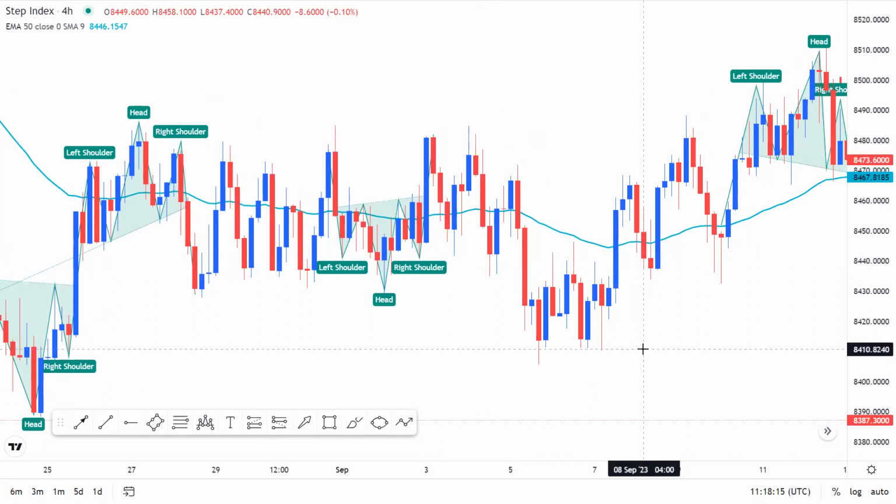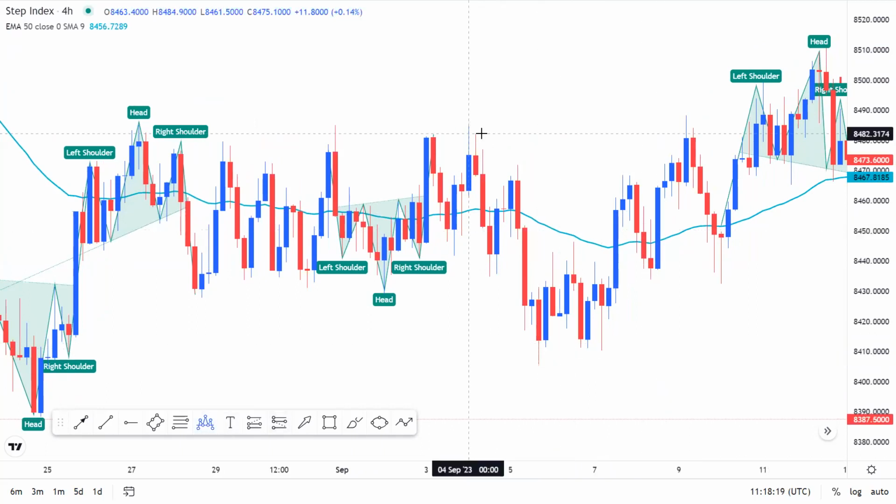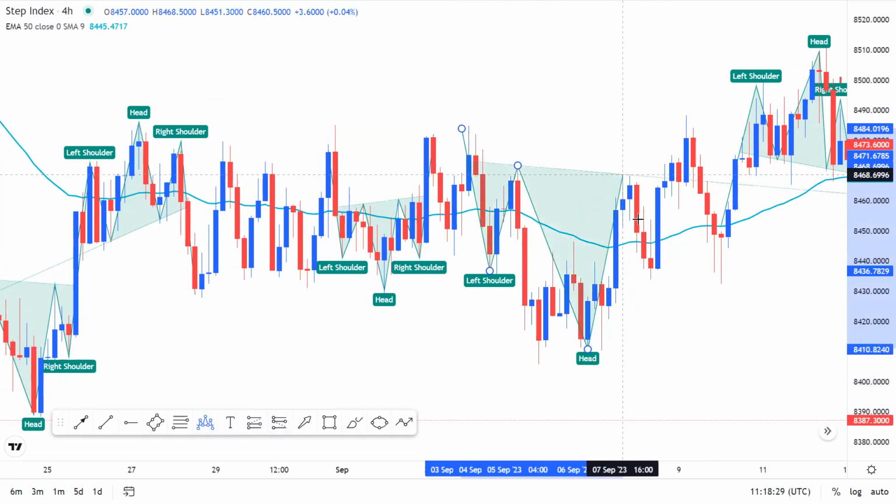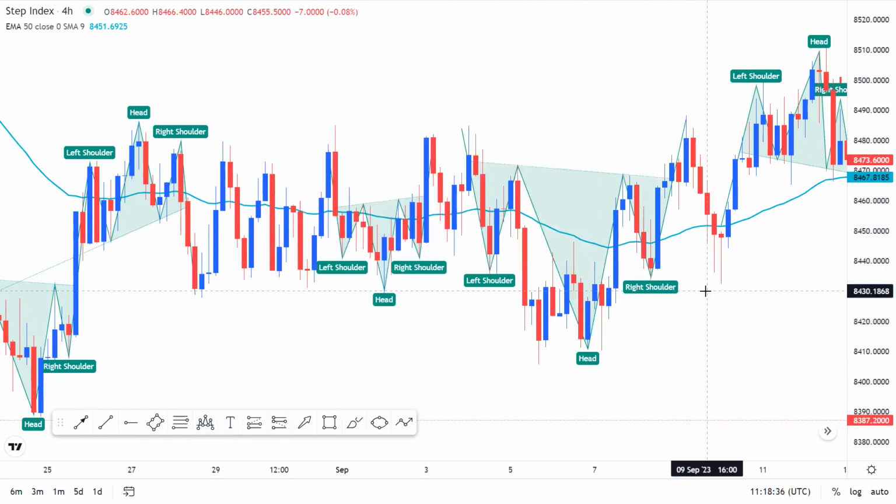So I also have an inverse head and shoulder pattern here. This being the left shoulder, the head, and then the right shoulder. Perfect example of an inverse head and shoulder pattern.